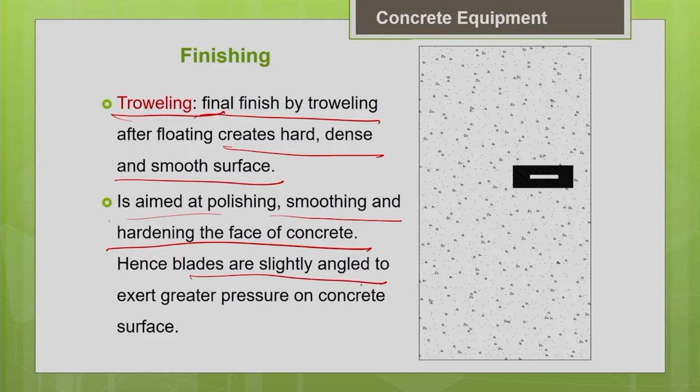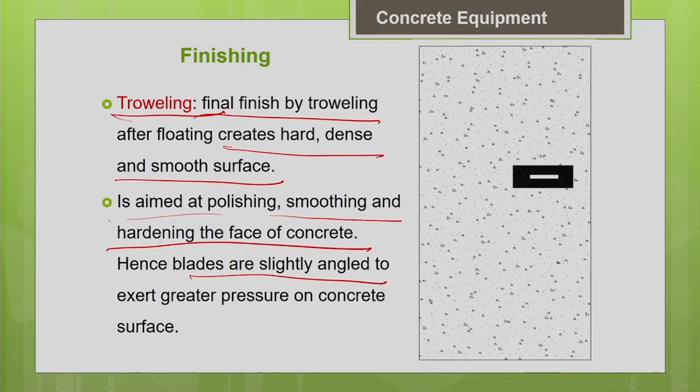Why do we angle the blade? Because we need to apply more pressure, as the concrete has hardened a little bit. To attain that polishing you need to apply more pressure. So, to exert greater pressure on the concrete surface, you angle the blade and use it for troweling. These are different stages of finishing.